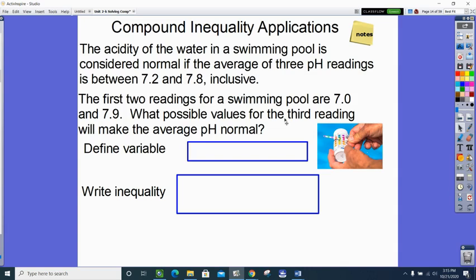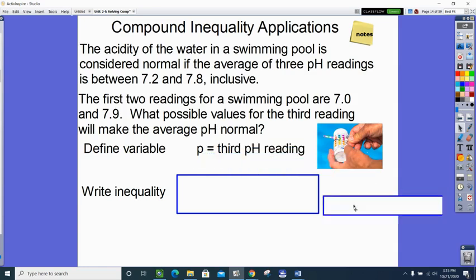And it might not be a big deal if you're slightly off for your swimming pool, but if this was a public swimming pool, there are regulations that they have to adhere to. So the first thing is our variable. What possible value is the third reading to make this normal, right? So we're looking for that third pH reading.